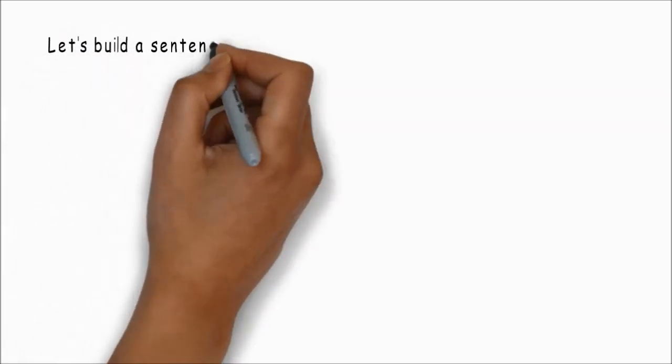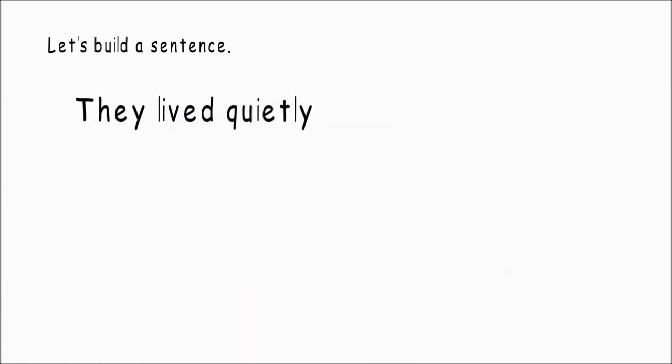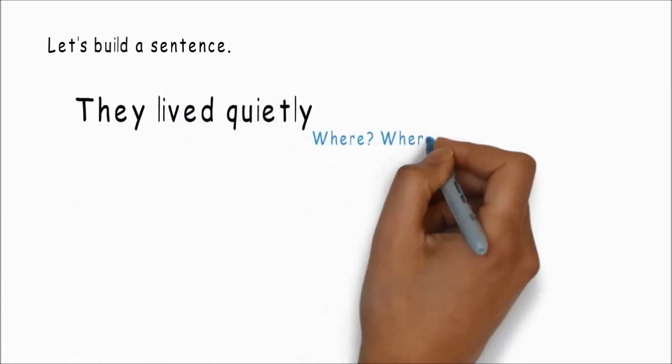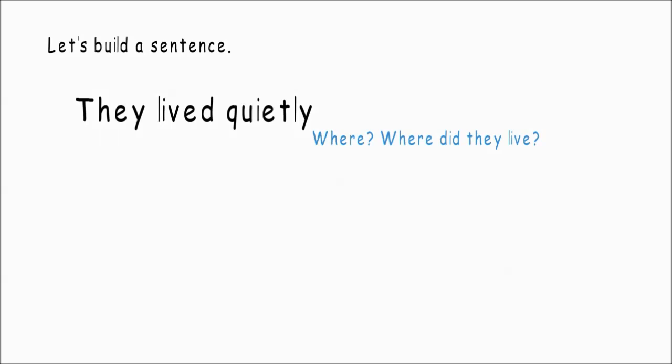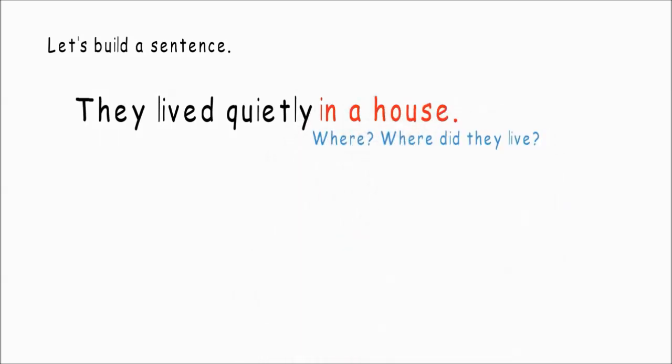Let's build a sentence. They lived quietly. Where? Where did they live? They lived quietly in a house. Okay. They lived quietly in a house.